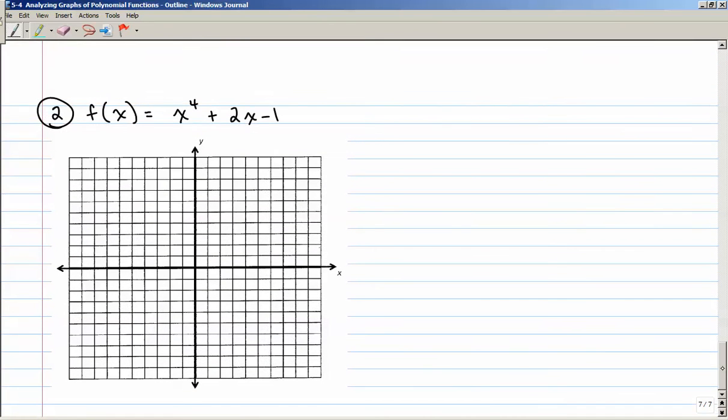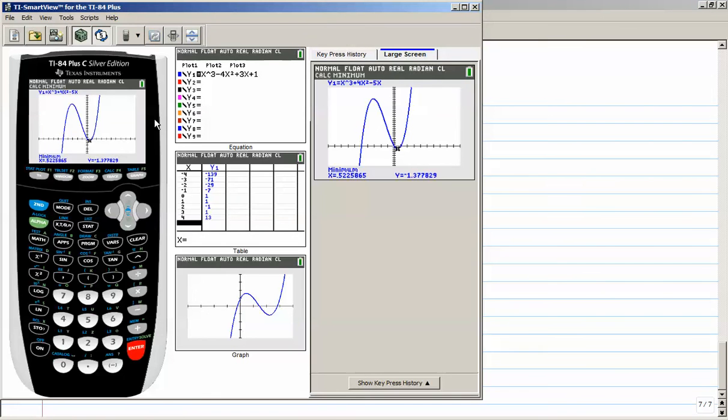And let's take a look at one last example here. F of x equals x to the 4th plus 2x minus 1. So let's graph that on the calculator.